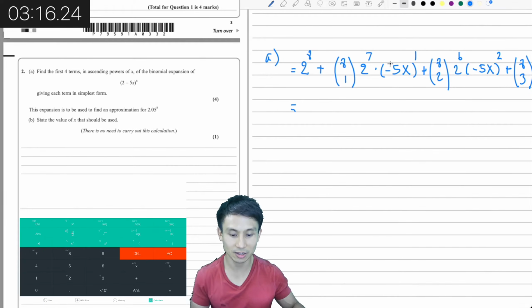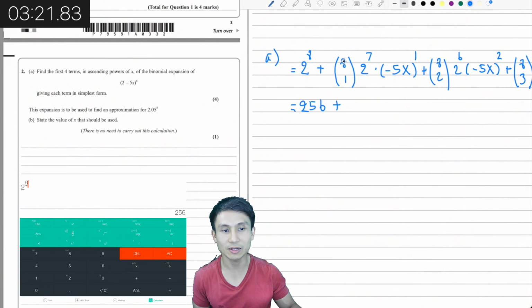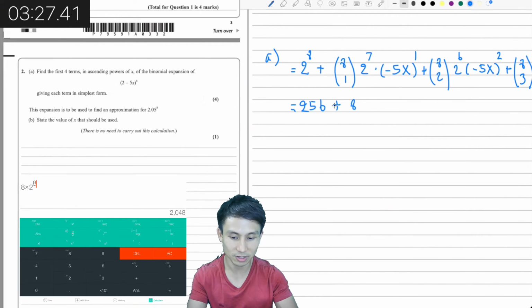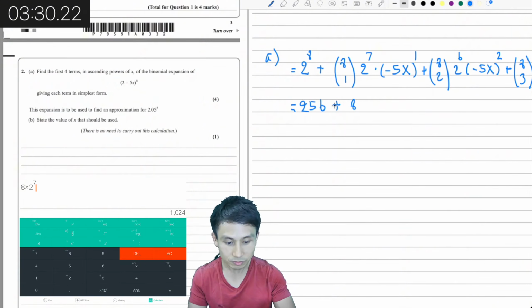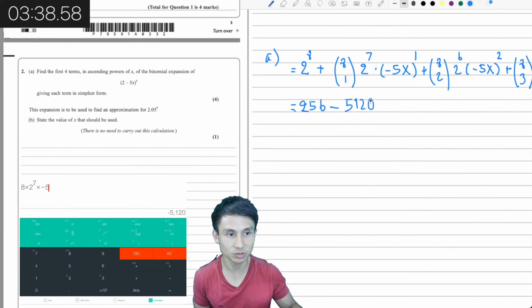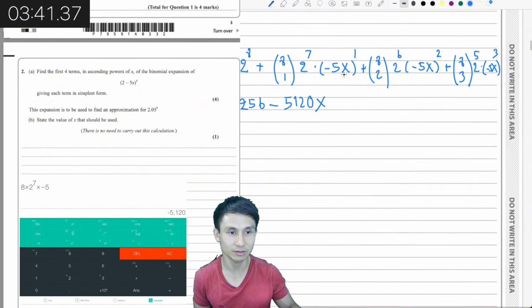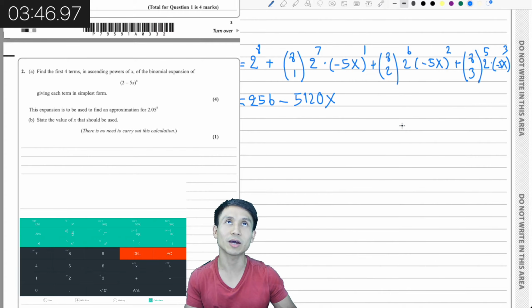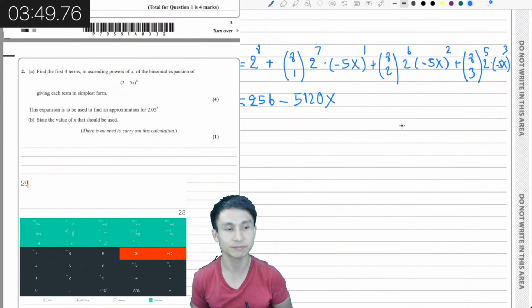So 2 to the 8, I forgot, is 256, plus 8c1 is just 8. So I'm just going to work that out. 8 times 2 to the 7, and then times minus 5, which gives us minus 5120x, right? Because we have one x here. And then 8c2 you can do in a calculator, but I happen to know that it's 28. Just 8 times 7 over 2, basically. Yeah, I'm happy with that.